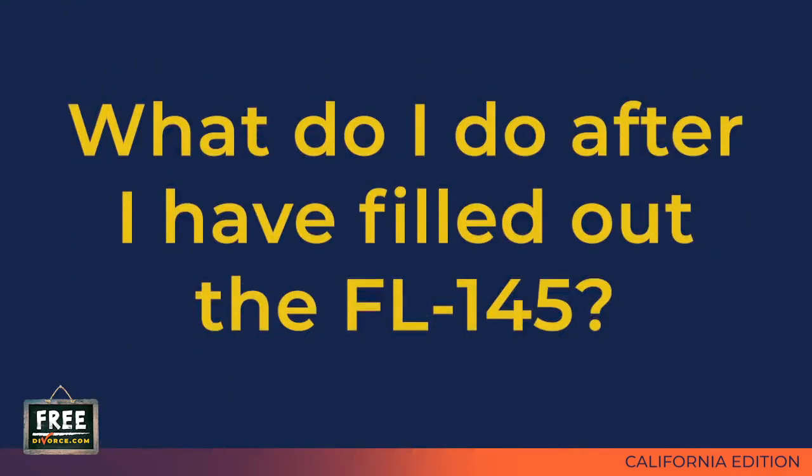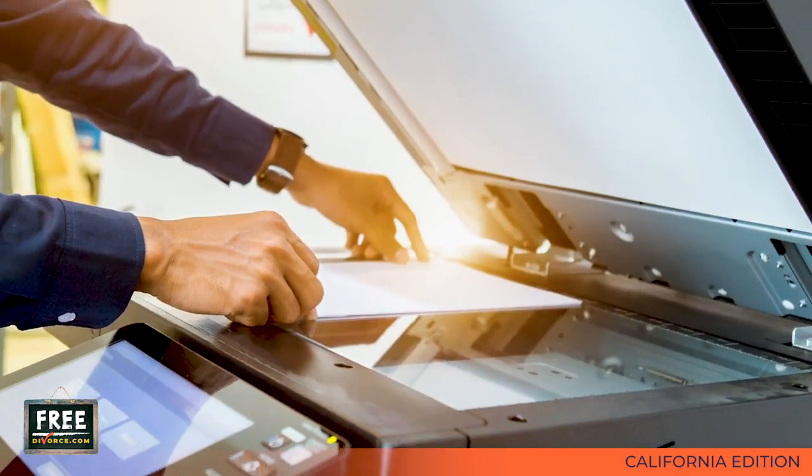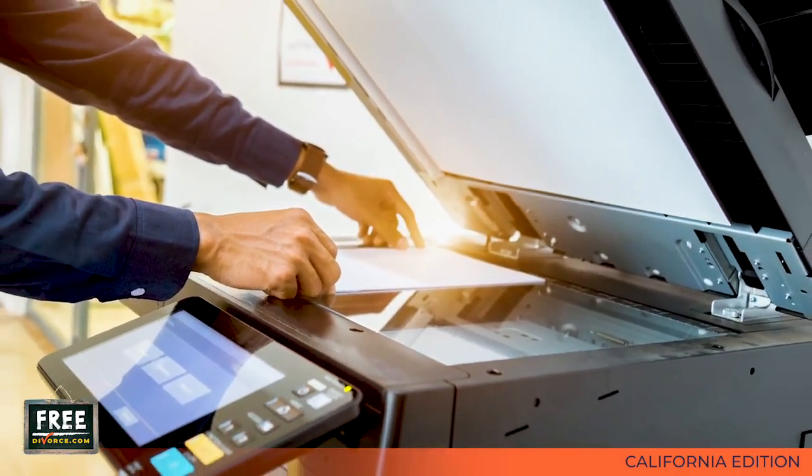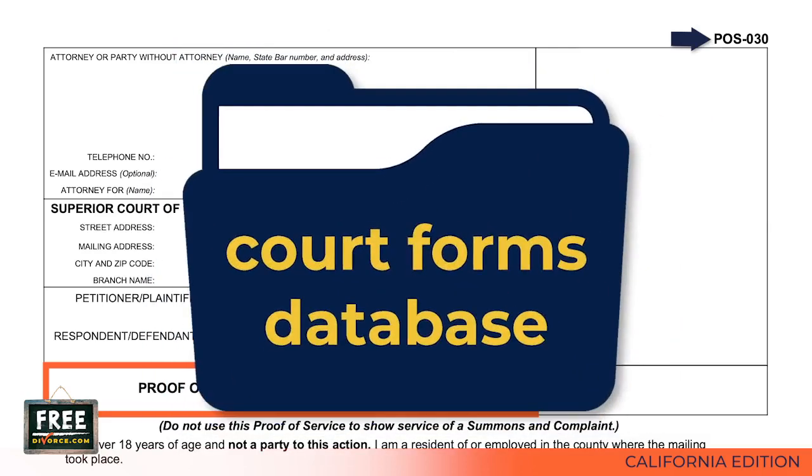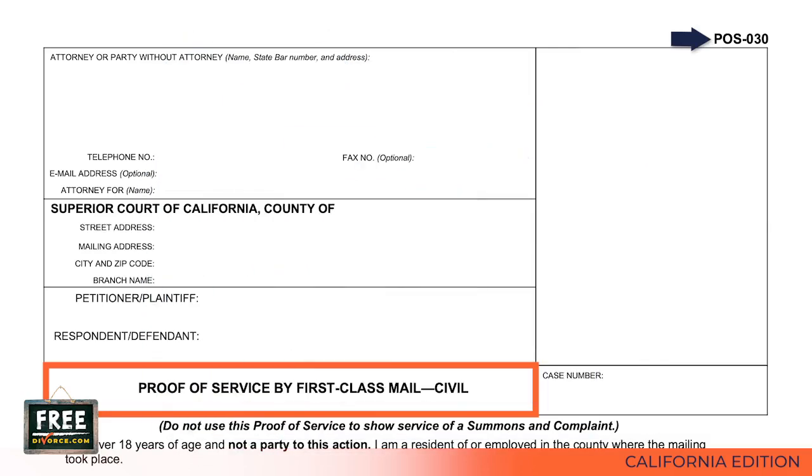What do I do after I have filled out the FL 145? After you've filled out the FL 145, make a copy of the FL 145 and any attachments. Then complete a Proof of Service by First Class Mail form, which is POS-030. You can find the POS-030 form in our court forms database. Please note that this form is not an FL family law form. It is a proof of service form, and that's why it starts with the letters POS.